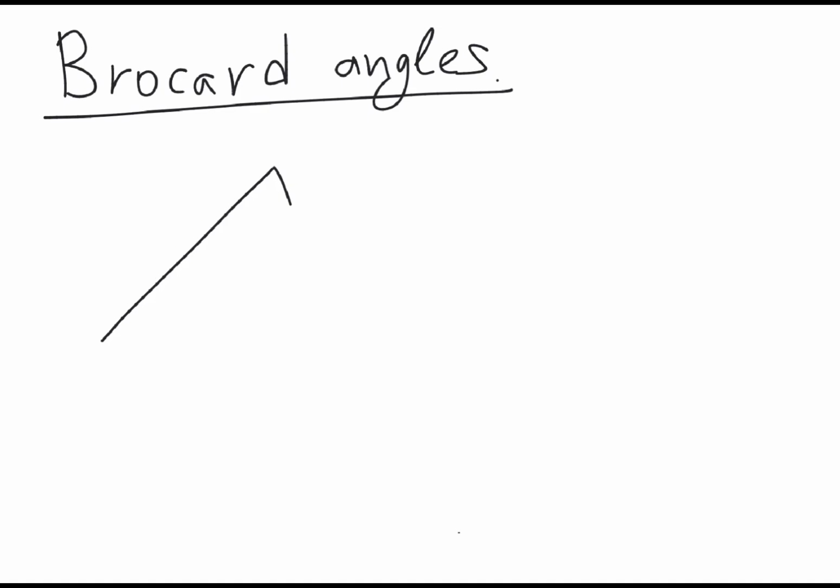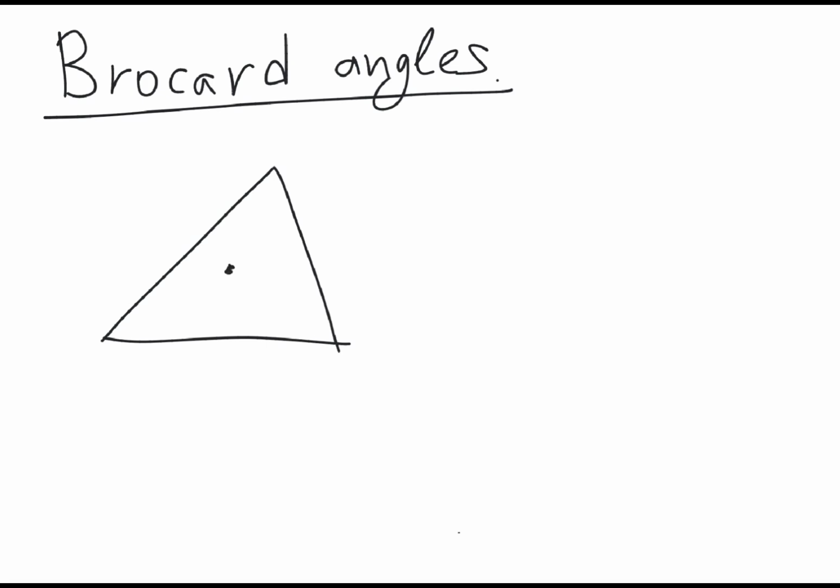Okay, in this video I'm going to talk about Brocard angles. This is basically a continuation of the previous video about Brocard points of a triangle. Recall that we proved that in any triangle there exist two points. One of them is the first Brocard point and another is the second Brocard point.